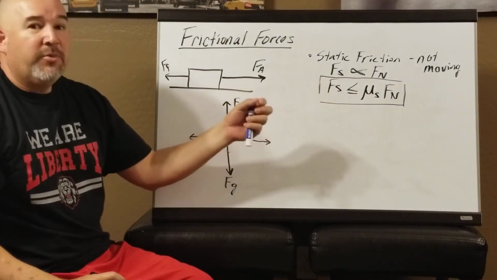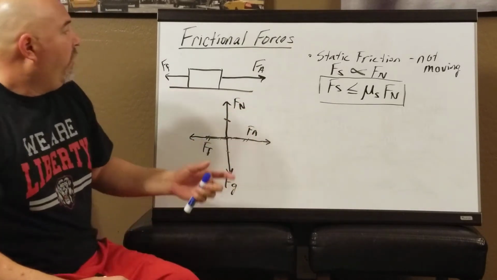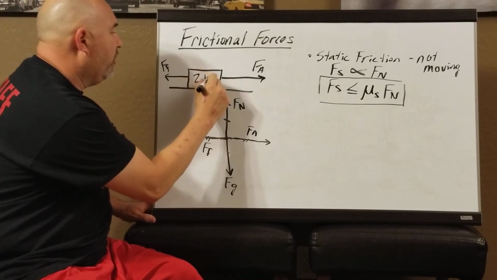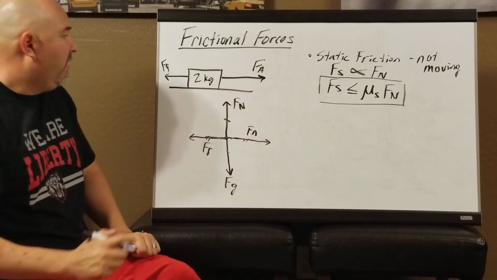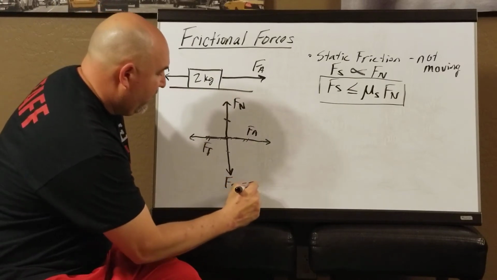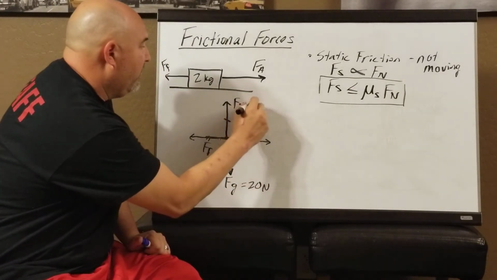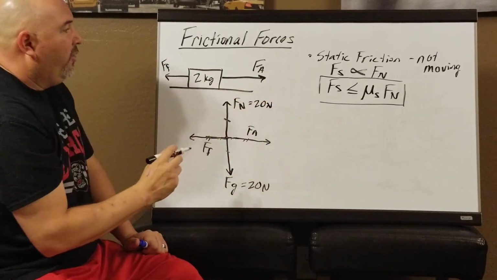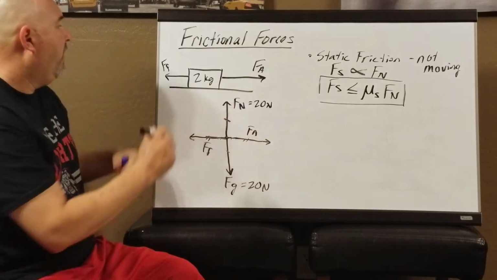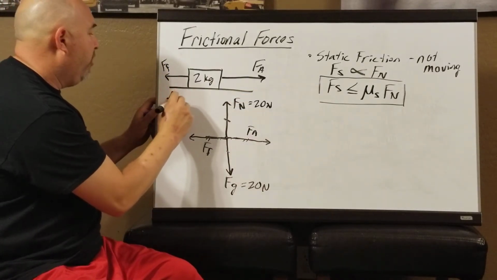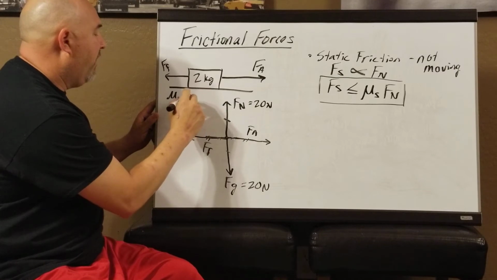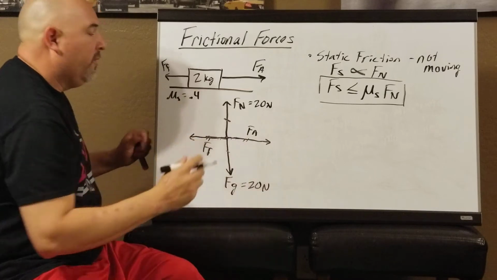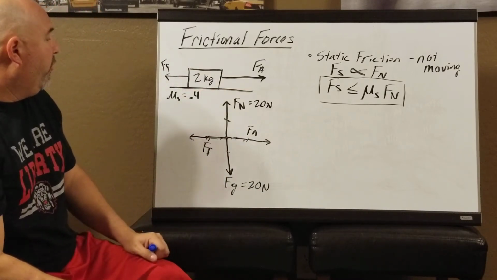Now once the object reaches that limit, let's say we take this object, which I said earlier was 2 kilograms. So if I have a 2 kilogram object, which makes Fg 20 newtons and Fn 20 newtons, then I take the formula and say my force of static friction is mu s Fn. Let's say I have a surface that has a mu s of 0.4, which is a pretty standard coefficient of friction.